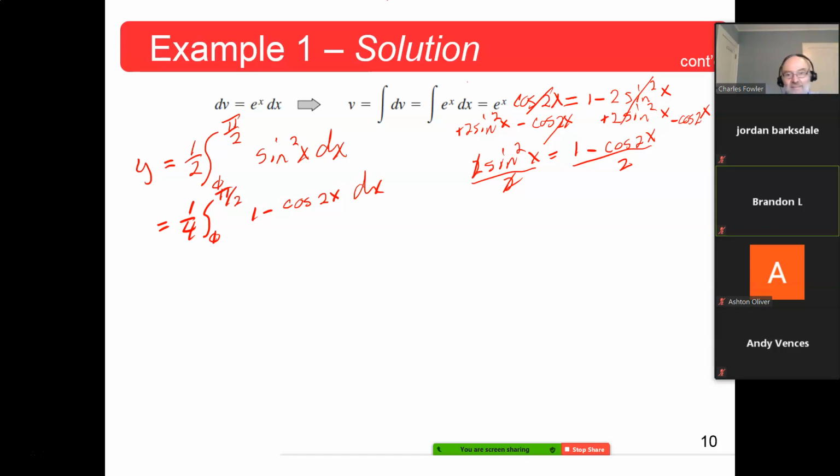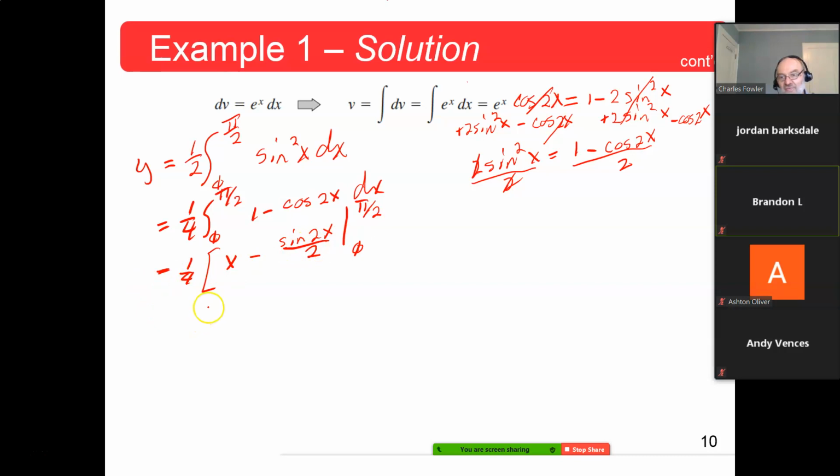We will need it in a minute. Okay, so let's do this integral here. This is going to be 1/4, and the antiderivative of 1 is x. So this will be x minus, and the antiderivative of a minus cosine 2x is going to be a sine 2x over 2. We're going to evaluate that from 0 to pi halves.